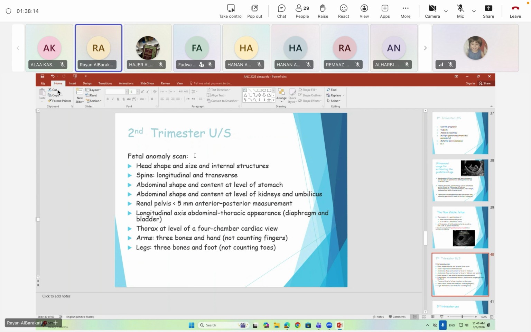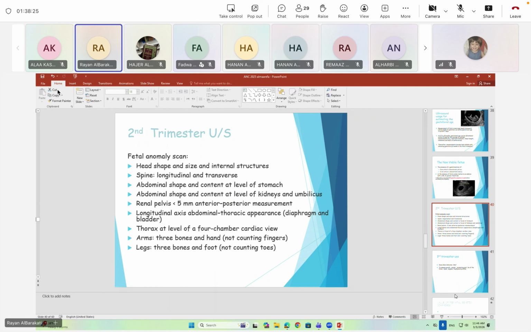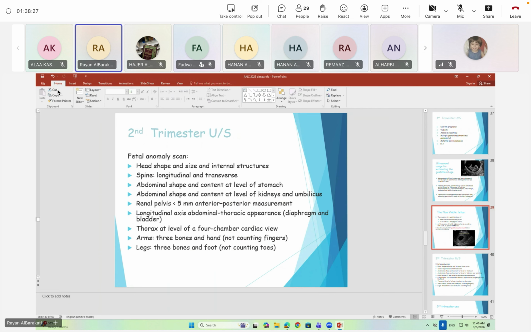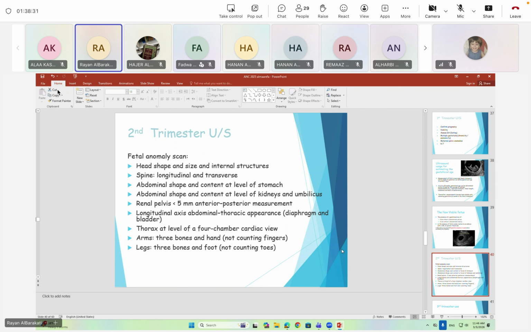In the second trimester, we do the NT. We'll talk about the NT during genetic screening. However, it is done in the first trimester between 11 weeks and 13 plus 6 days. In the second trimester ultrasound, we do the fetal anomaly scan.